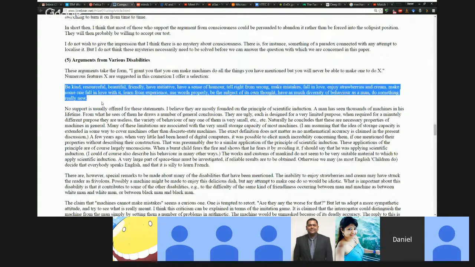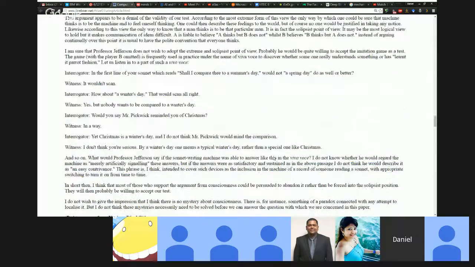Machines can never be kind, be resourceful, be beautiful, friendly, have initiative, have a sense of humor, tell right from wrong, make mistakes, fall in love, enjoy strawberries and cream, make someone fall in love with it, learn from experience, use words properly, be the subject of its own thoughts, have as much diversity of behavior as man, or do something really new. These are all things that they claim machines can never really do.